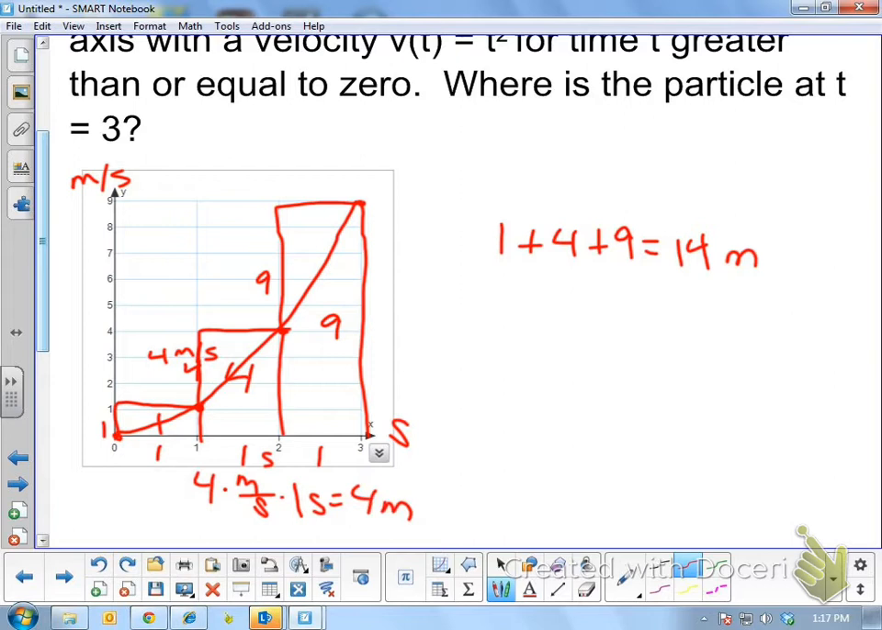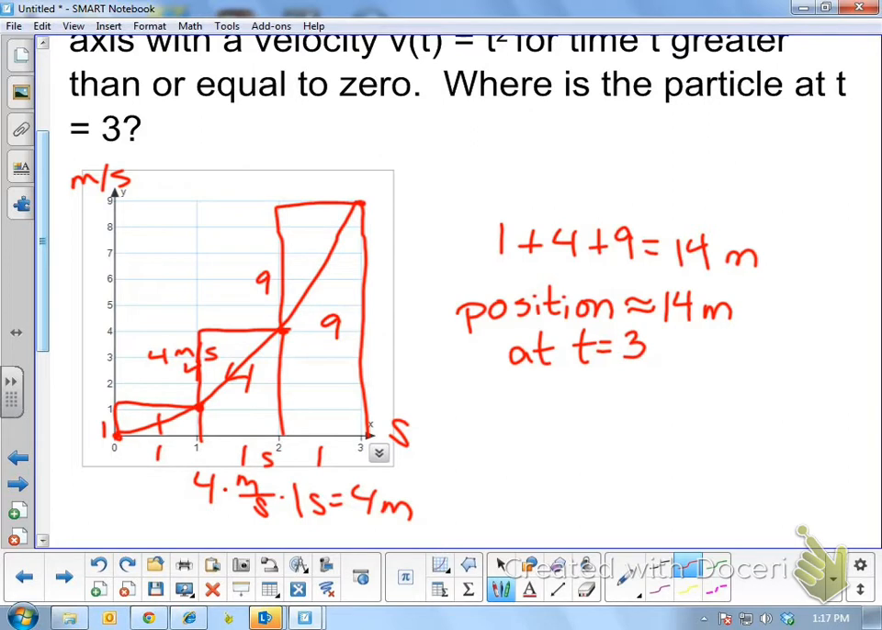Where did it start at, though? 0. So what is the actual position if it traveled 14 meters? 14 meters away from 0, so 14. So the position is approximately 14 meters at time equals 3. Now we said we could make this better though.